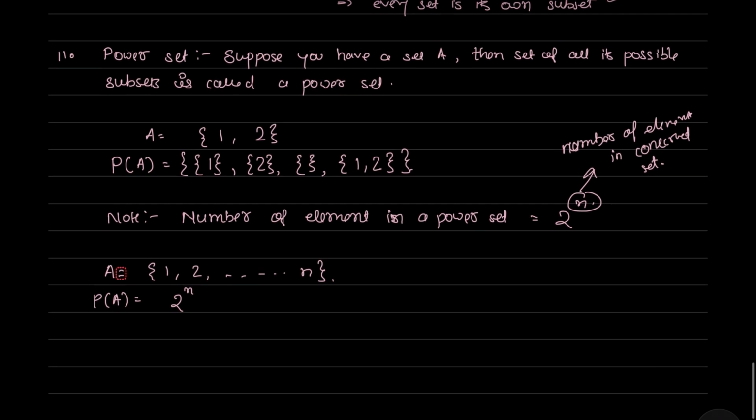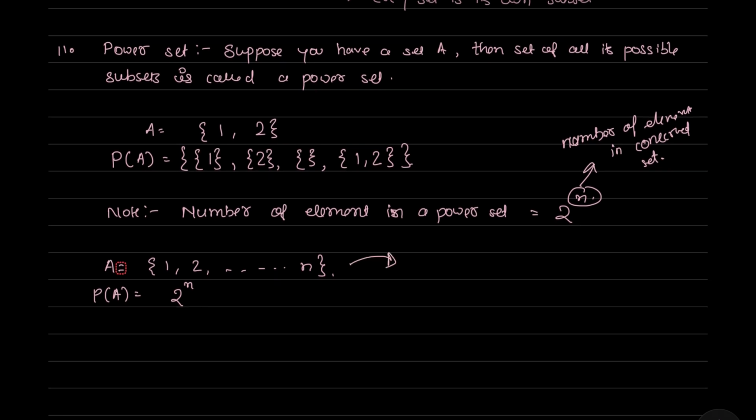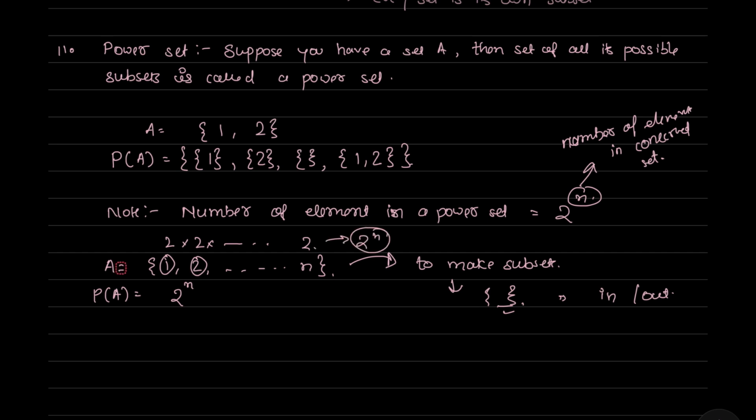The reason being, see, my aim is to make a subset. Now here, every element of this set A can either be in this subset or not be in it. So it has two options, in or out. So the first element has two options, the second has two options, up to the nth element, which will also have two options. If I take the product of all of these, what do I get? 2 to the power n. This is the derivation of why the power set has 2 to the power n number of elements.